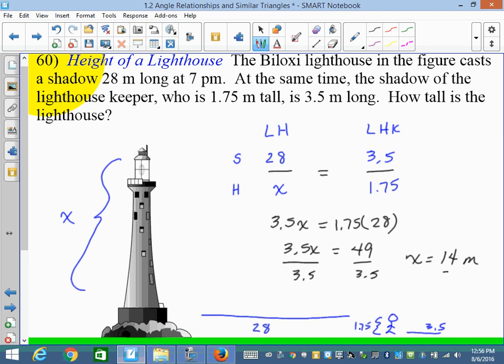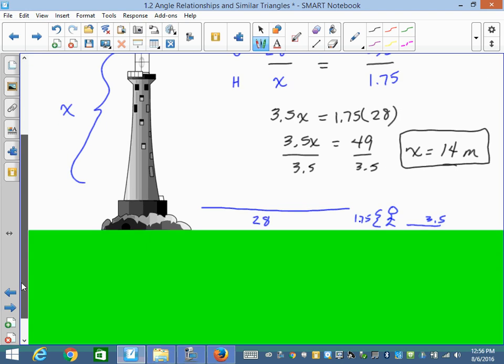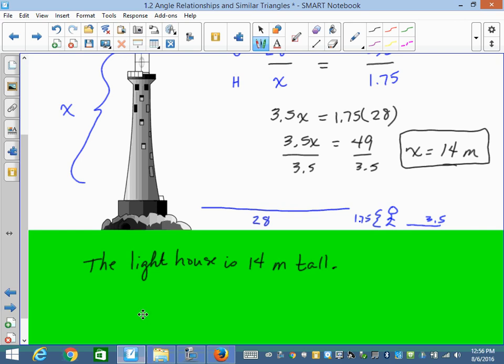Now, here's the one thing I got to throw out there to you guys. Word problems deserve word answers. So all you're going to do is take the actual question and answer it. How tall is the lighthouse? The lighthouse is 14 meters tall. Done. Word problems deserve word answers.